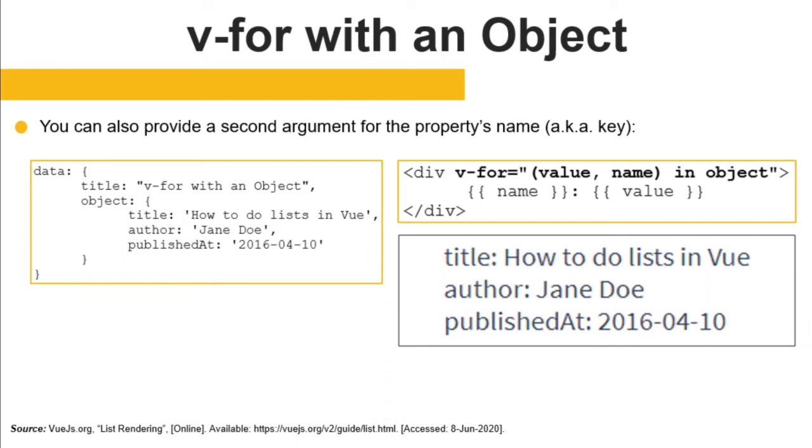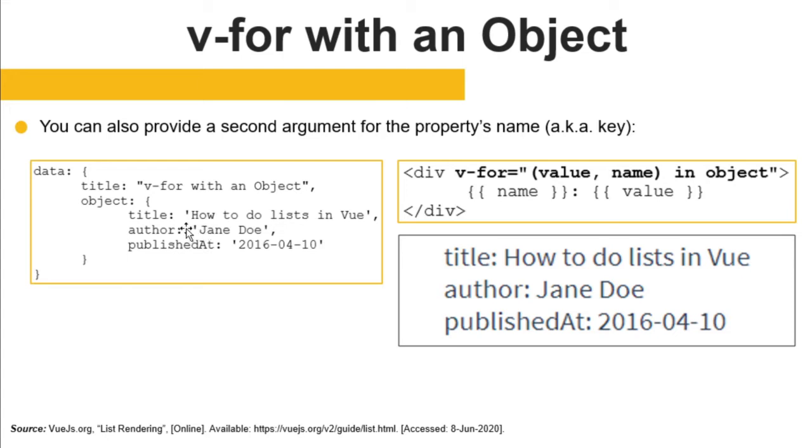You can also provide a second argument for the property's name, aka key. So in our previous example, we were able to display the values of each property of our object property inside our data model. This time we will display not only the value but also the name of the property. Again, going back in our data model, inside our object, we have title as the name, How to Do List in Vue as the value, and so on.